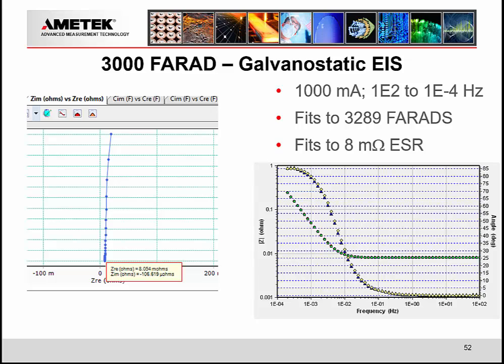A similar kind of thing happens with a 3,000 farad capacitor. I do use a larger signal to optimize that measurement. I use a 1 amp RMS signal, and I can fit this data to 3,200 farads, and I fit the ESR to 8 milliohms. Much like the batteries we saw with electric vehicles, it starts getting to very, very low values when you start scaling it up. We can see that we have a lower ESR in these larger commercially available devices, here at 8 milliohms.